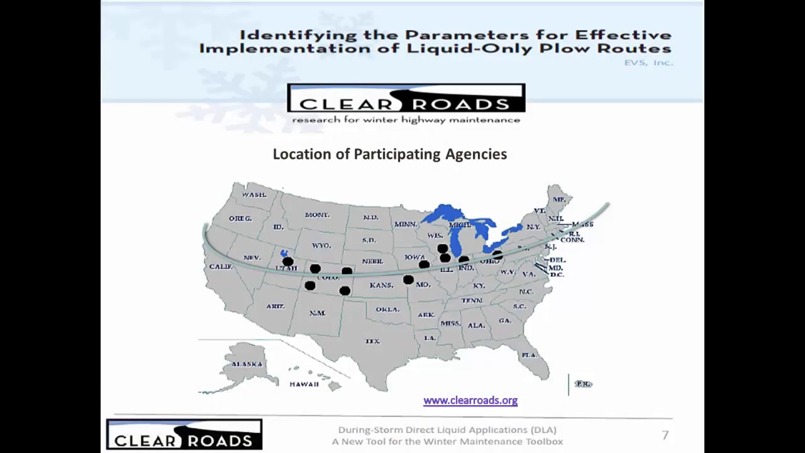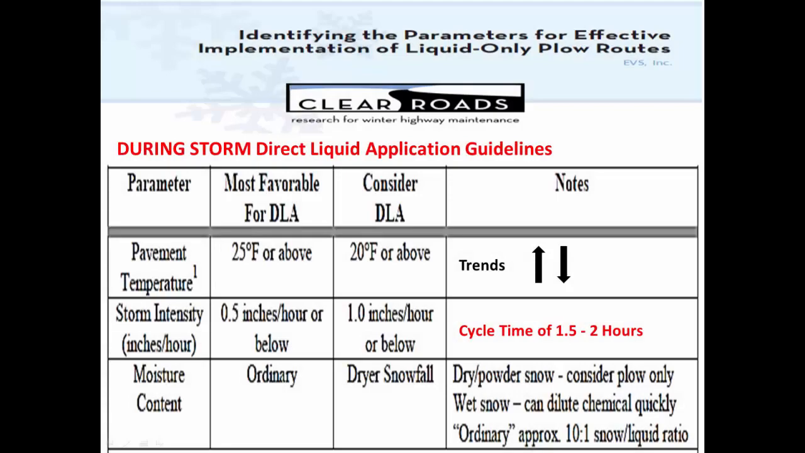Clear Roads, a consortium of 34 state DOTs in partnership with university programs and application experts, did an extensive field study of during-storm DLA in 2010. The participating agencies are indicated by the dots on this map and show areas where this strategy proved highly effective. The best management practice guidelines for during-storm DLA that resulted recommend a 1.5 to 2 hour cycle time until the surface is resurfaced by plowing and/or a DLA reapplication.